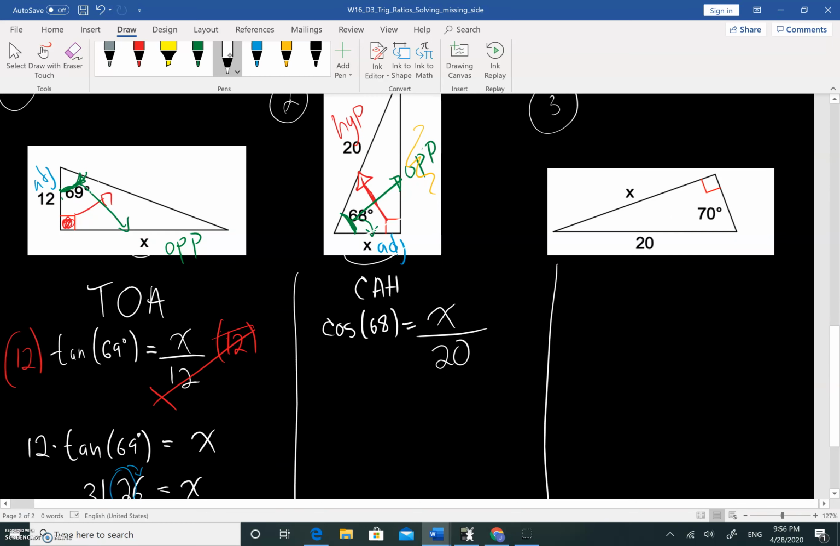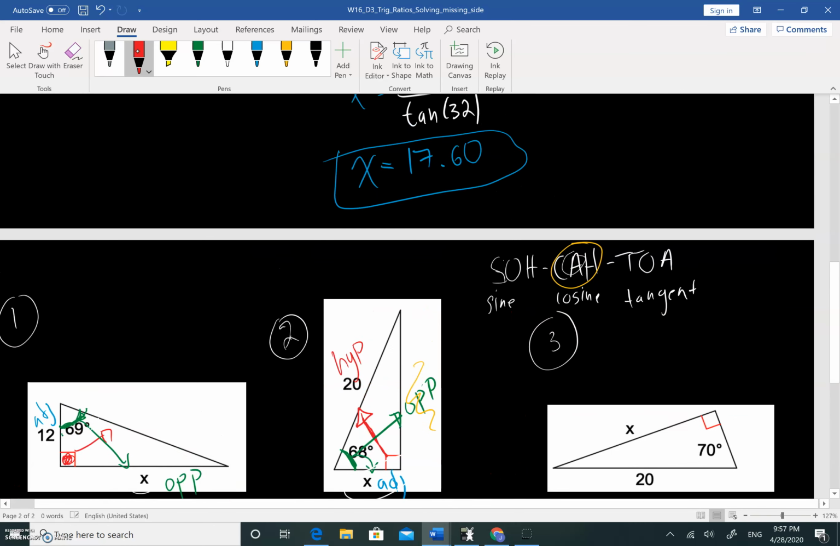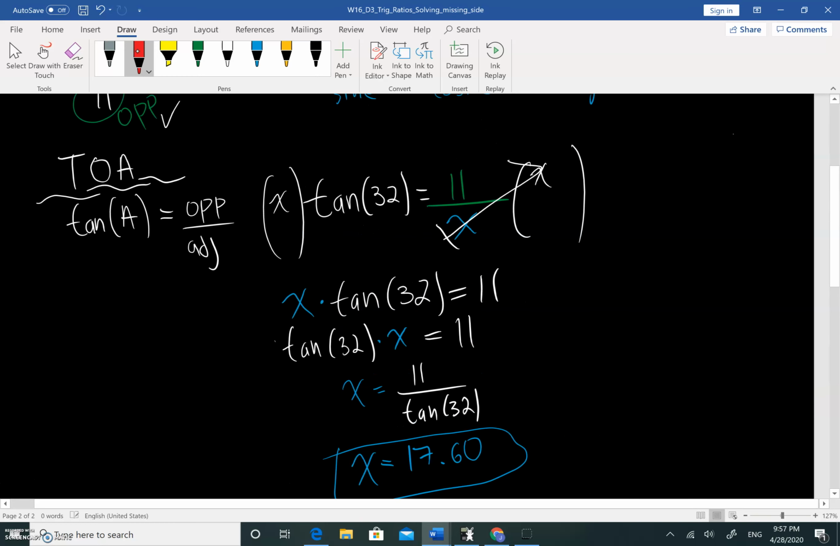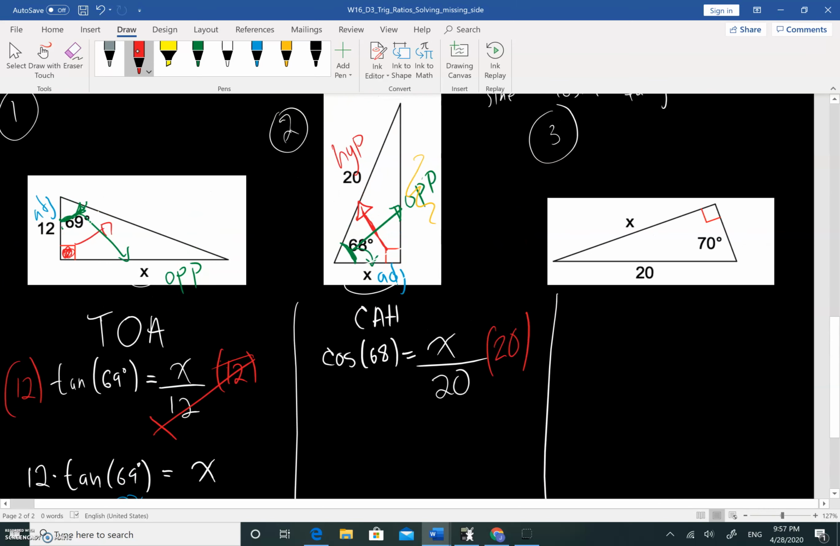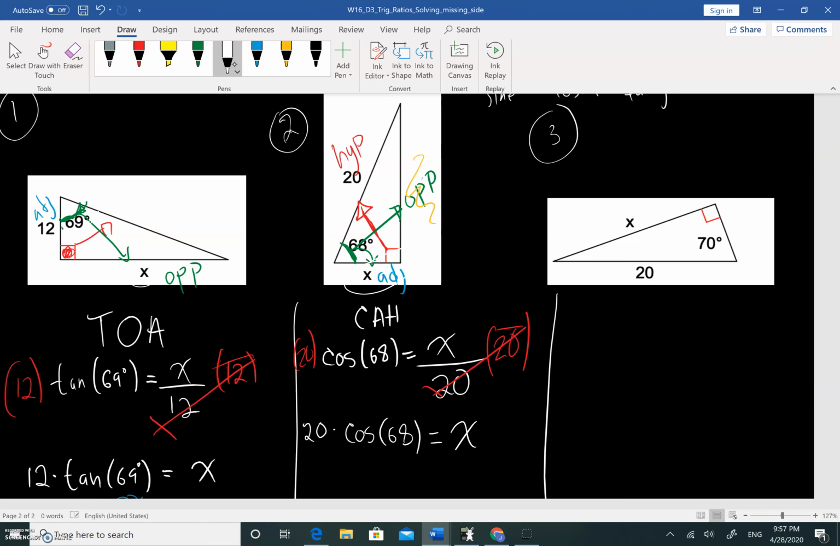Alright, now we go ahead and try to solve this. So how do you solve this? Again, you have to go ahead and get rid of the denominator. So in this case, it's the number, so we multiply both sides by 20. Now notice that this is different from the original example that I used in the lesson. In the lesson, I had an x on the bottom, but you still do the same thing. You still have to multiply both sides by the denominator, which in this case was x. Now, for example number 2 here, we multiply by 20, so we multiply by 20. These two cancel out. This becomes a 1. And this is going to be 20 times cosine of 68 is equal to x.